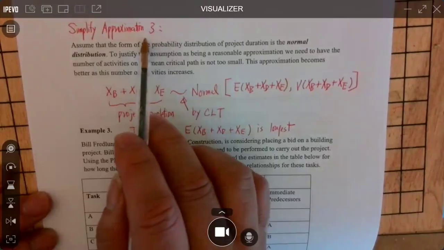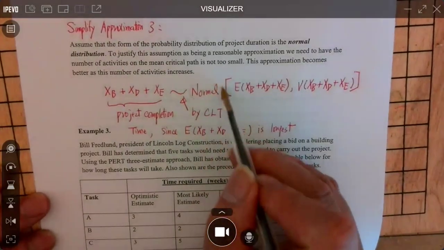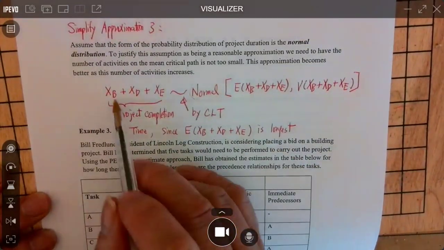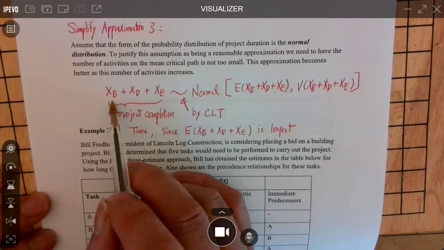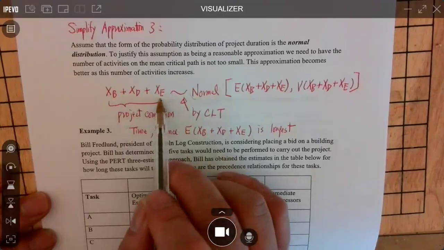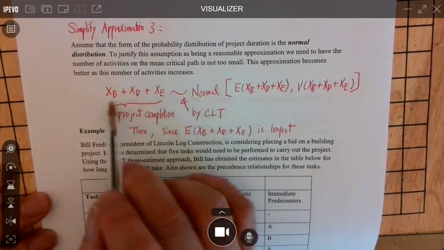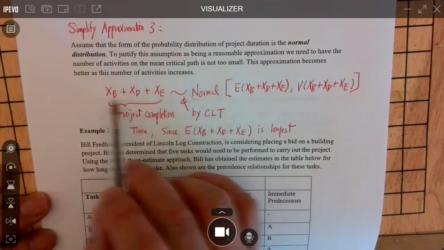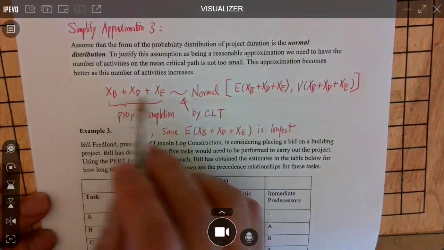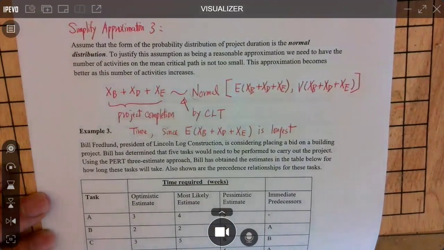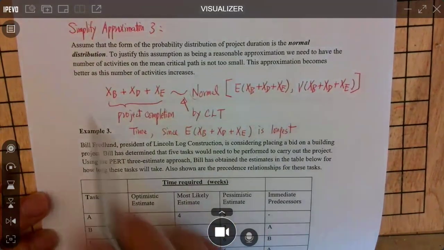Assumption 3 tells us we assume this is normal. But usually you want to see more activity on the critical path. In real life applications, 3 is definitely too small. You probably want to see 10, to get a better normal approximation. But we just use 3, easy for our explanation. So assumption 3 says what?